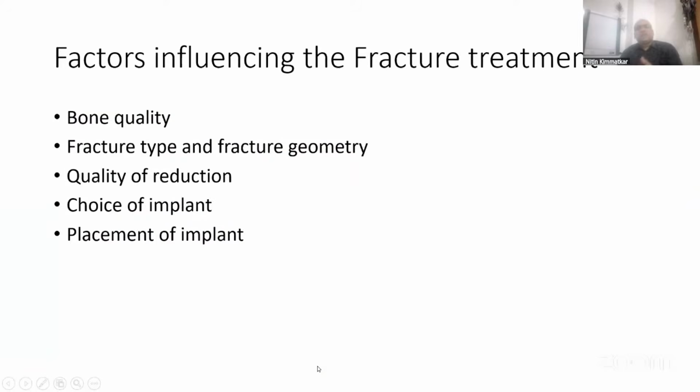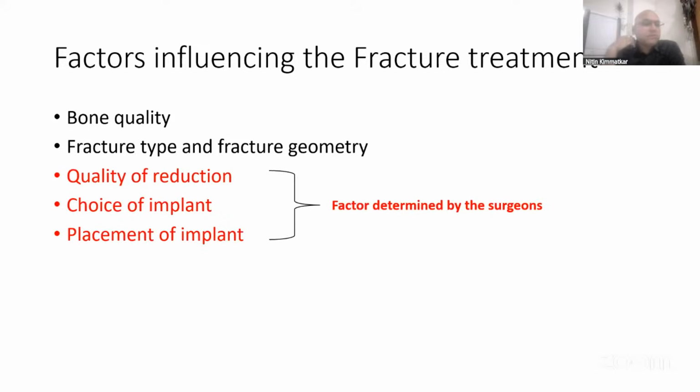So what are the factors which are influencing the treatment in intertrochanteric fracture? First is bone quality. Second is fracture type and fracture geometry. Third is quality of reduction. Fourth is choice of implant. And fifth is placement of implant. These are the broad principles of treatment of intertrochanteric fracture of the femur.